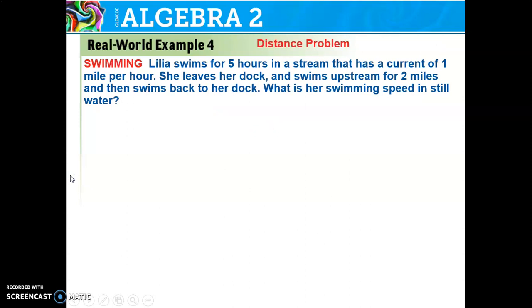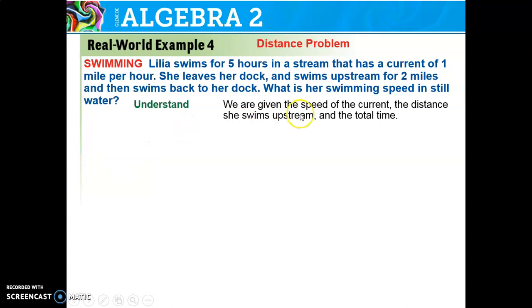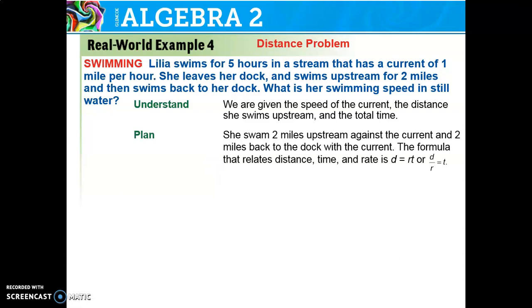Okay, a distance problem. Lilia swims for 5 hours in a stream that has a current of 1 mile per hour. She leaves her dock and swims upstream for 2 miles and then swims back to her dock. What is her swimming speed in still water? So understand, we're given the speed of the current, the distance she swims upstream, and the total time. Swimming upstream against the current is harder than swimming downstream with the current. She swam 2 miles upstream against the current and 2 miles back to the dock with the current.